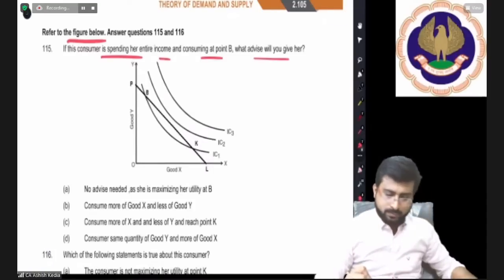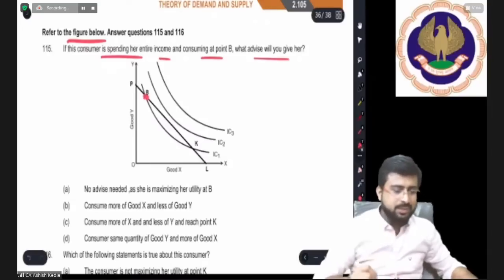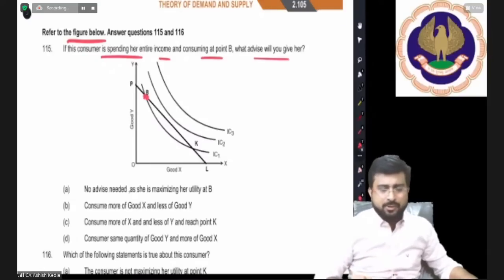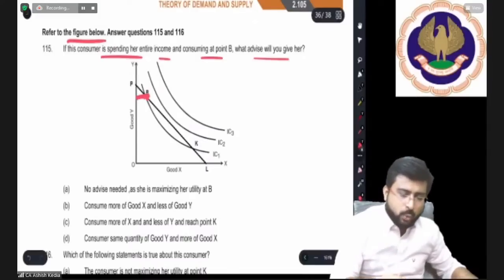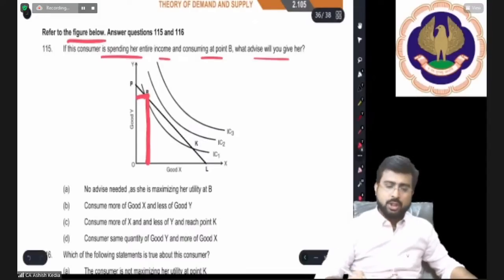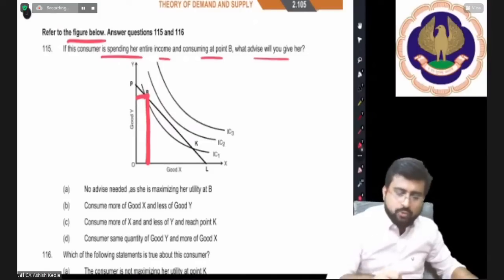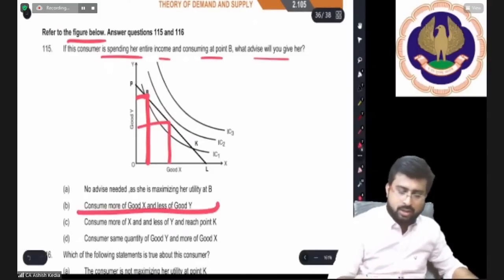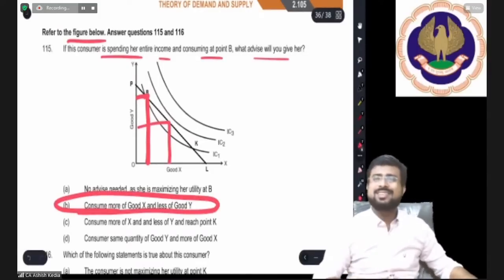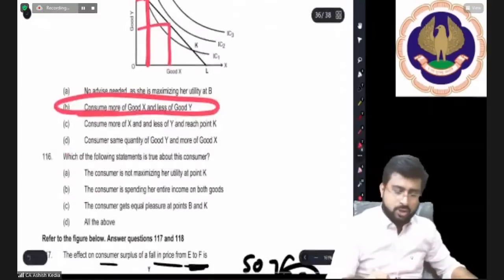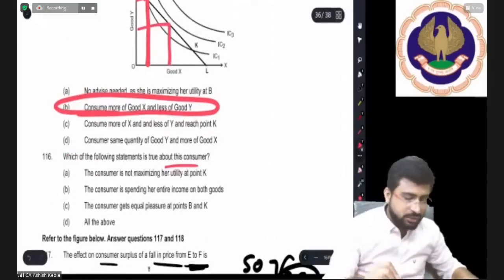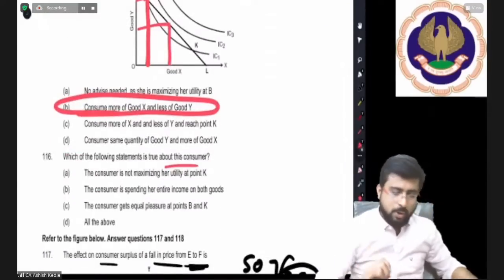If the consumer is at B, we will tell her that you are purchasing a lot of good Y but very little of good X. So our advice would be, it's better if you start consuming more of good X and less of good Y. Moving on. Which of the following is true about this consumer?